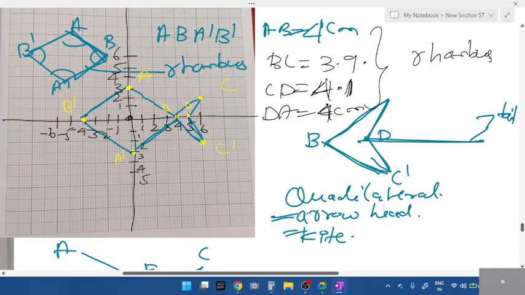So only two things are possible here: arrowhead or kite. Arrowhead, kite, rhombus, rectangle, square, and parallelogram.